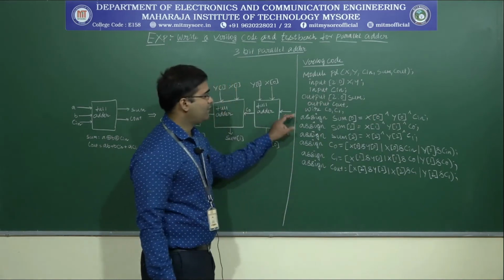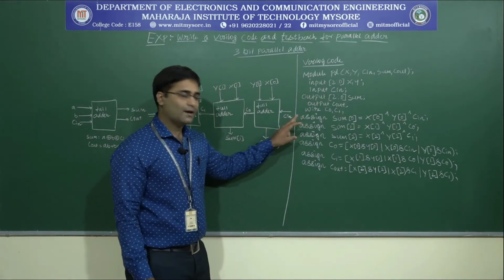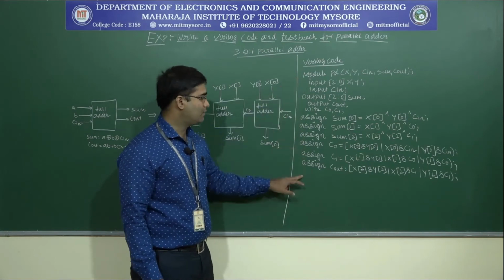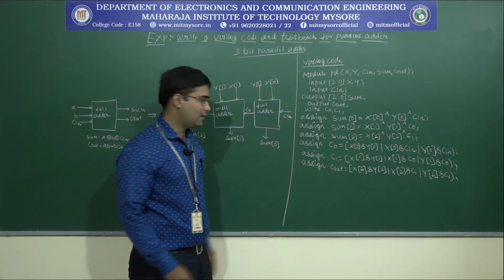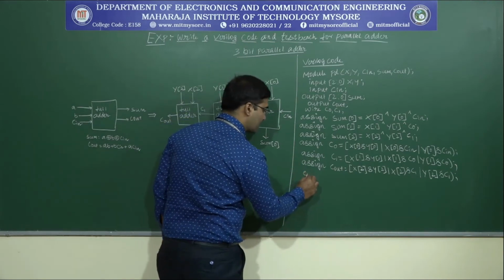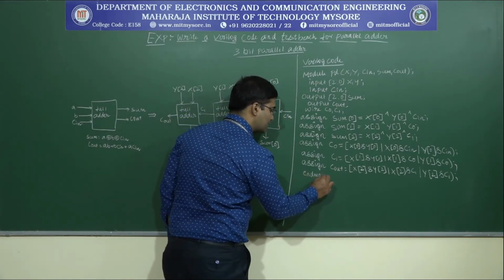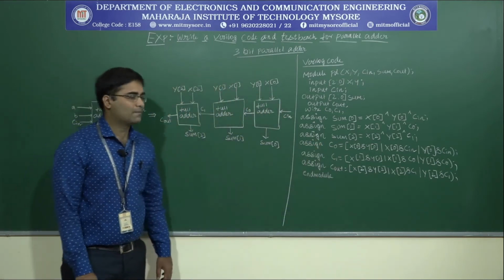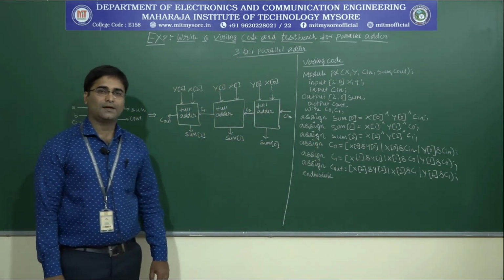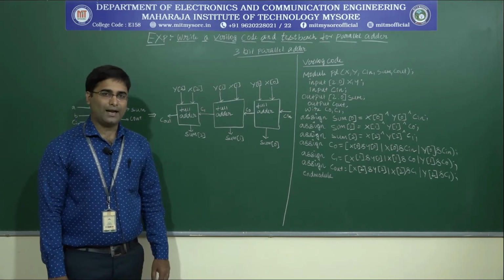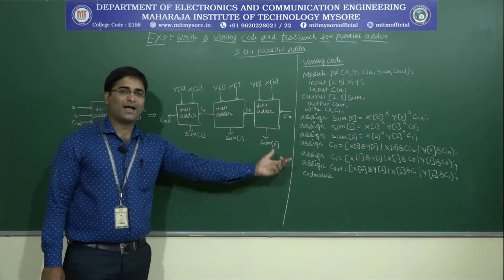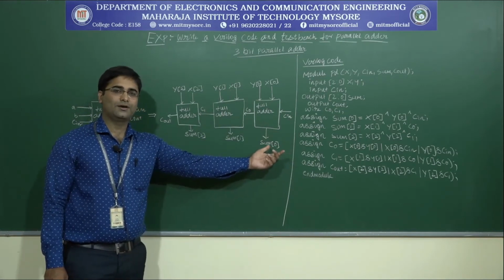So we have defined the sum and we have defined the carry. We started with the module, and next we need to define the end module. So this is the Verilog code for a 3-bit parallel adder. With respect to the particular block, we have converted it into the program.